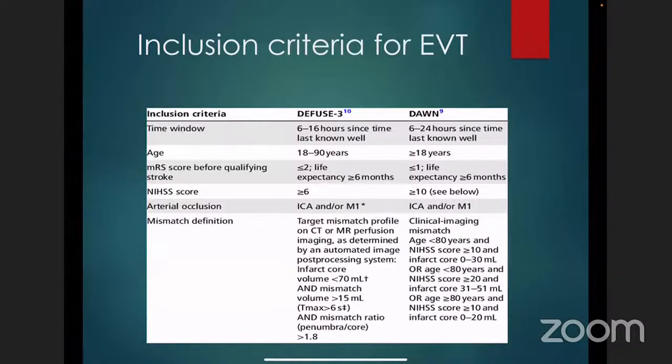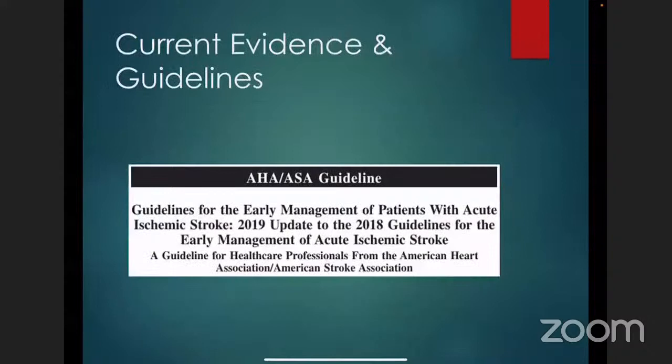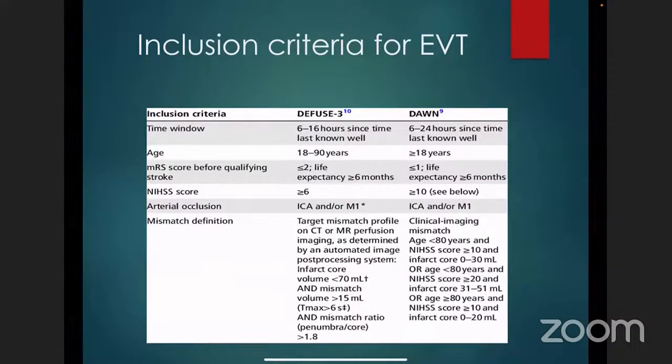And the inclusion criteria for EVT in the mismatch definition: if the infarcted core is less than 70 and the mismatch volume more than 50, and the ratio more than 1.8 in DEFUSE. And in DAWN, if the NIHSS is more than 10 and infarcted core is less than 30, or if the patient is younger than 80 and infarcted core between 31 to 51. So these are the inclusion criteria for EVT based on the perfusion study, either CT or MRI.